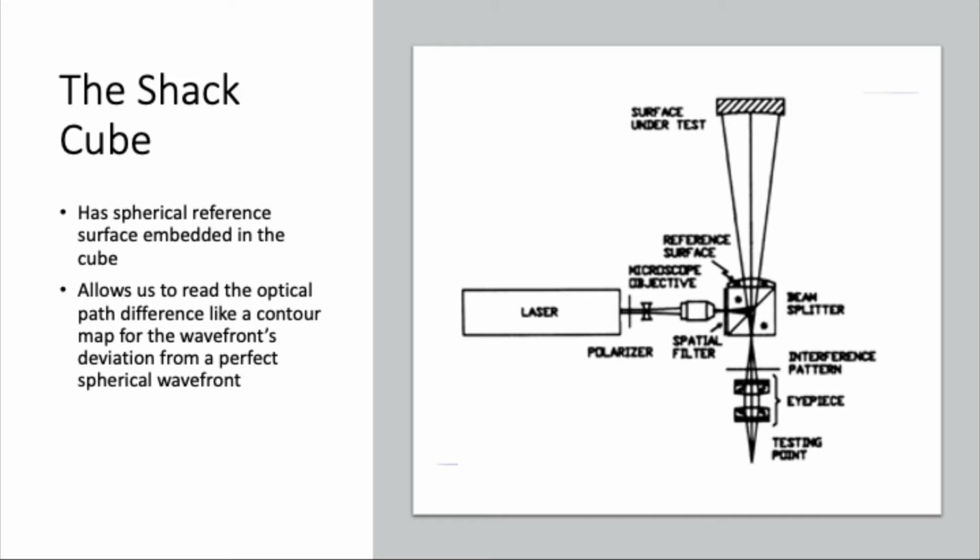The important aspects to note are the spatial filter, spherical reference surface attached to the cube, and the test arm with the spherical optic that's being tested.